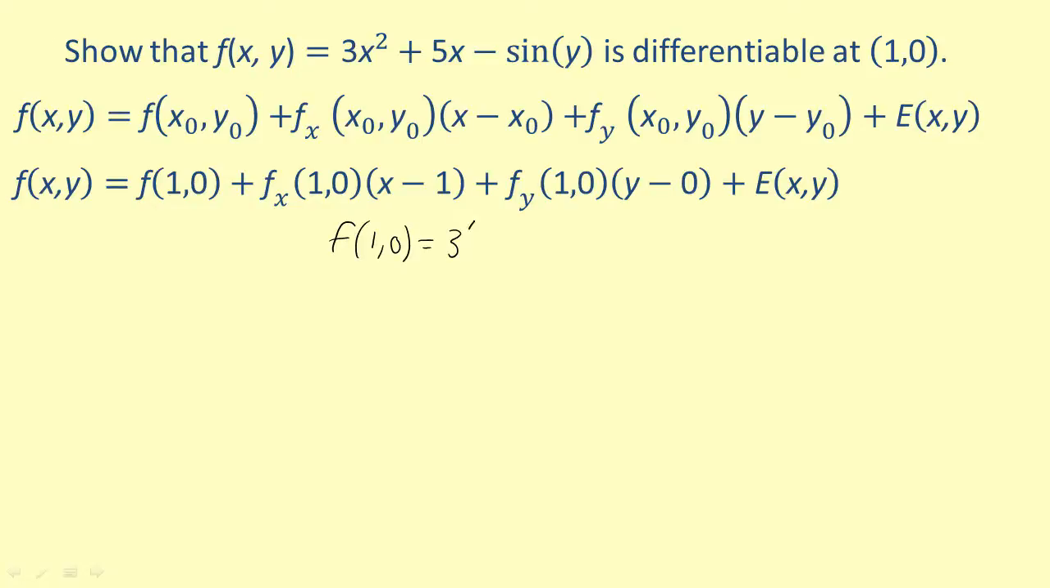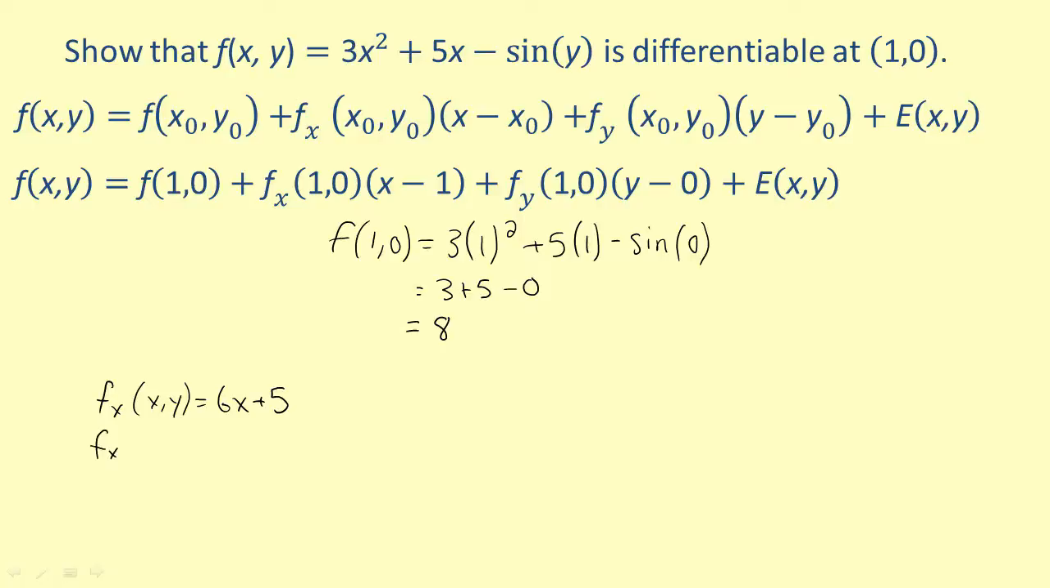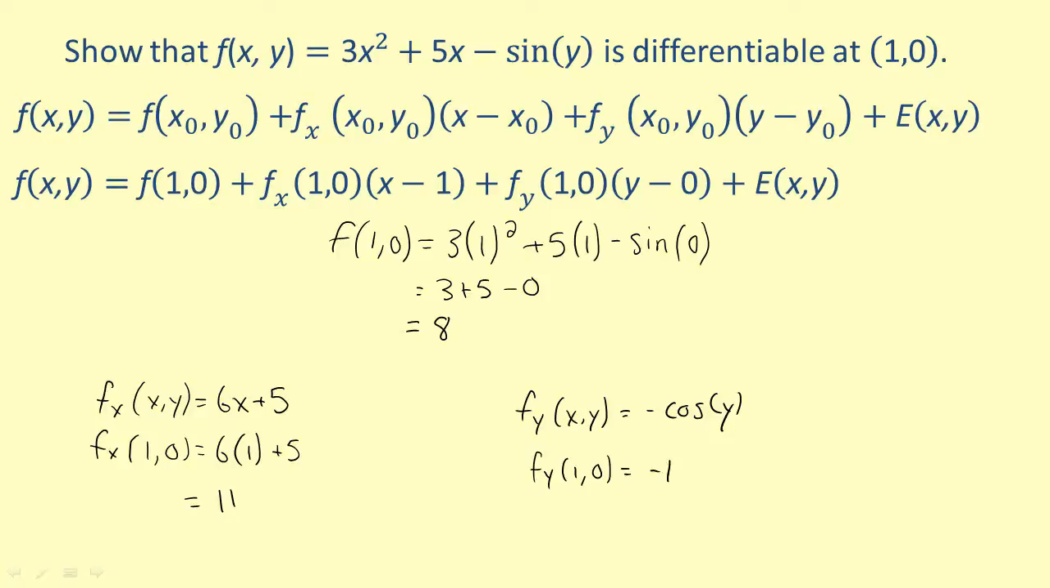Let's find f of 1, 0 first. Substituting 1 for x and 0 for y gives us 3 times the quantity 1 squared plus 5 times 1 minus sine 0. This is equal to 3 plus 5 minus 0, which is 8. Taking the derivative of f with respect to x gives 6x plus 5. Evaluating fx at 1, 0 gives 6 times 1 plus 5, or 11. The only term in f that contains y is the sine term, so the derivative with respect to y is negative cosine y. We know that the cosine of 0 is 1, so fy of 1, 0 is negative 1.